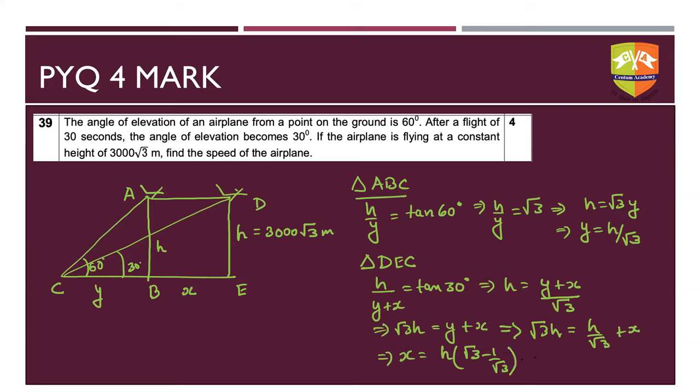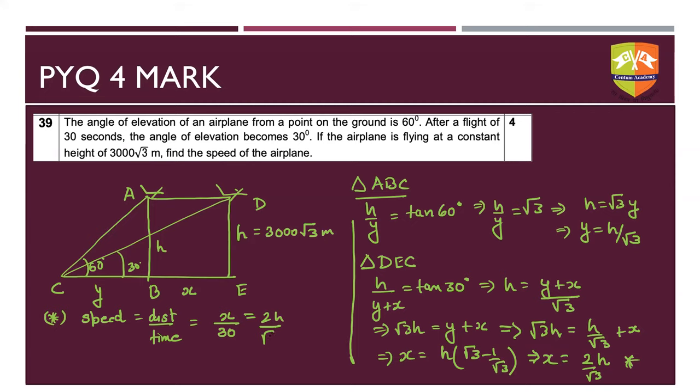Okay, so this is nothing but, again, the same calculation. So x is equal to 2 by root 3 h. Am I right? This is x. So now I'm writing here. From here, what is speed? Speed is equal to distance by time. That means x divided by 30 seconds. So what is x? X is 2h by root 3 divided by 30.